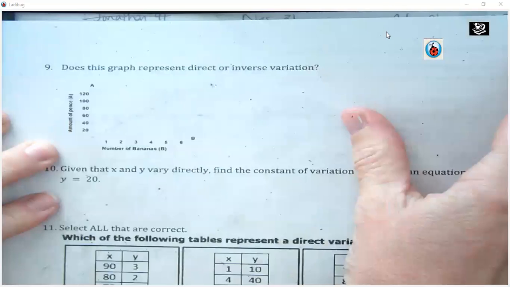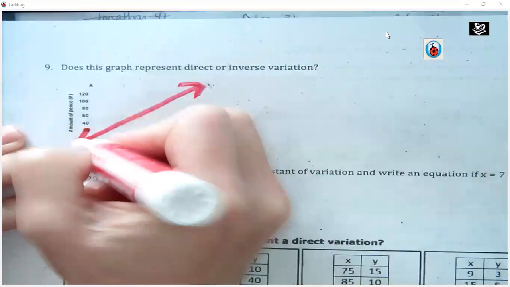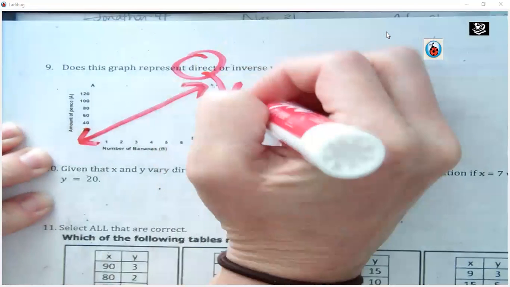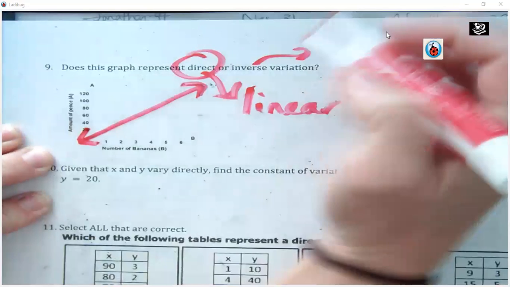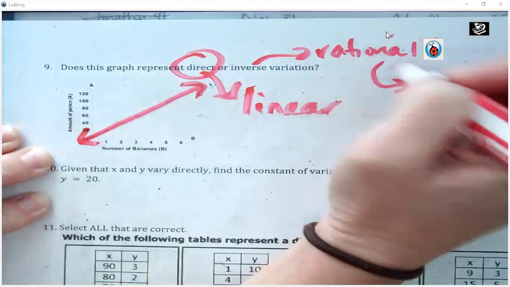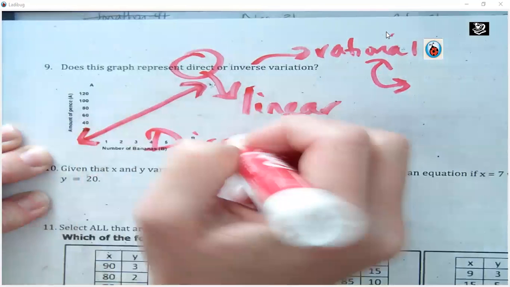Number 9, does this graph represent direct or inverse variation? I know you can't see it, let me draw it. Direct or inverse? Direct. Good. Direct is linear, it makes a straight line. Inverse is rational, which makes a curve. So this one is direct.